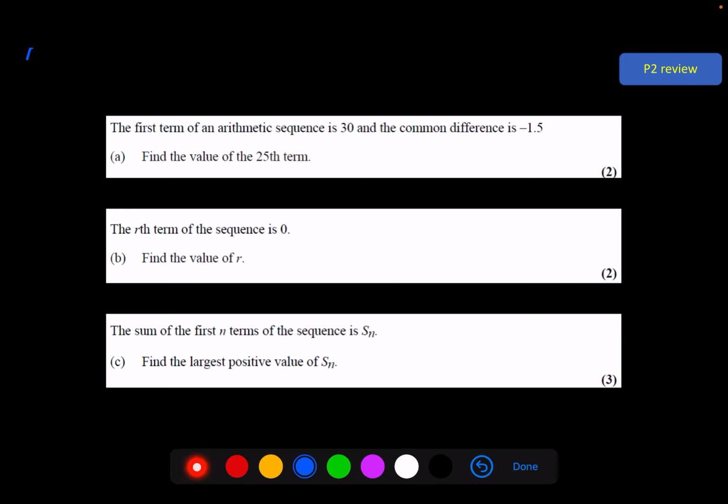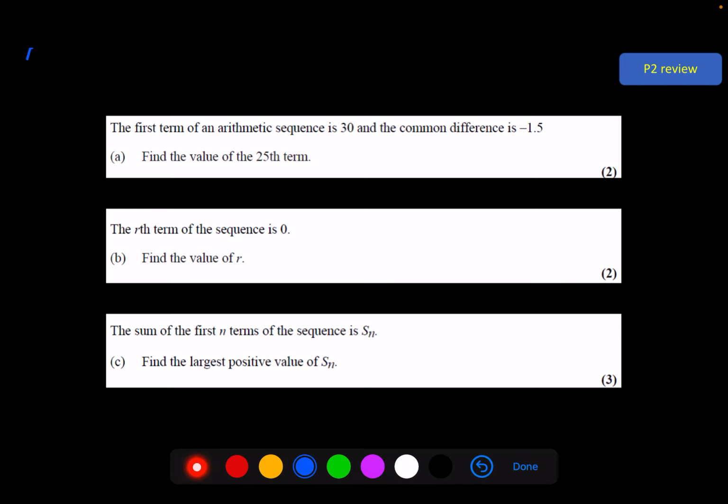Just a quick reminder, for arithmetic sequences, we have the nth term is equal to the first term plus n minus 1 times the common difference, and the sum to n terms is n divided by 2 times 2 times the first term, plus n minus 1 times the common difference.